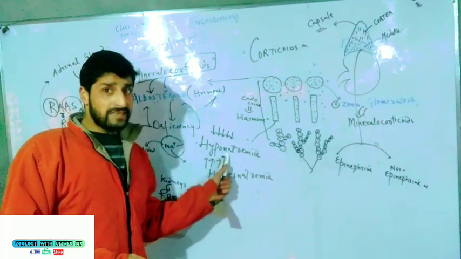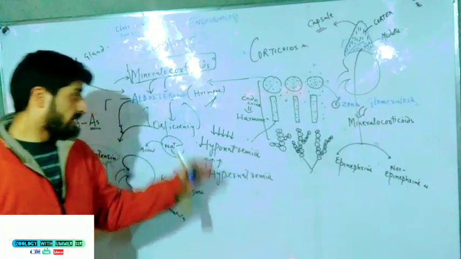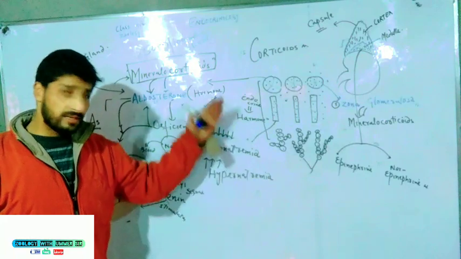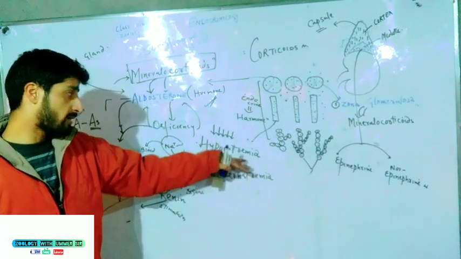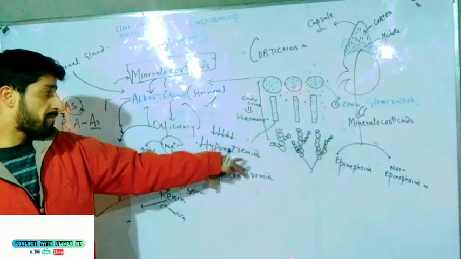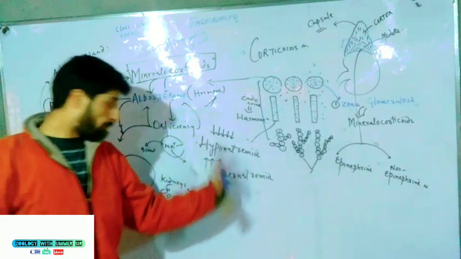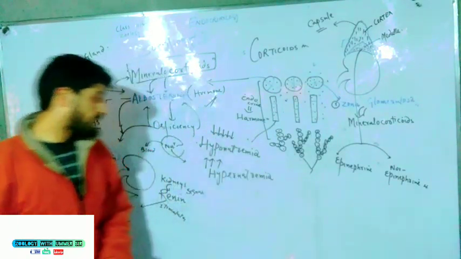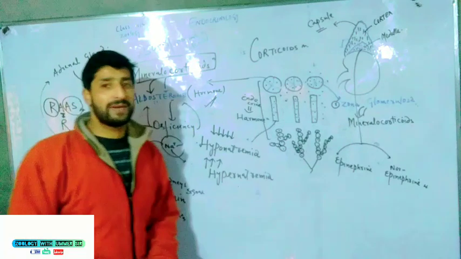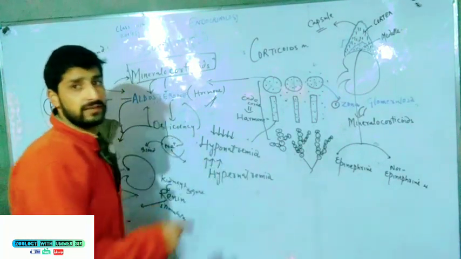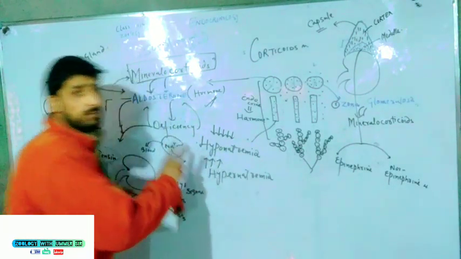And simultaneously I taught one more point: if there is a deficiency of sodium ions in our blood, we call it hyponatremia, and to its opposite, if there is an excess sodium level in our blood, we call it hypernatremia. Hope you got it. This is the first point. Now come to point number 2.